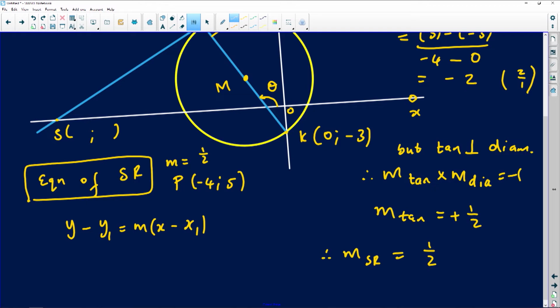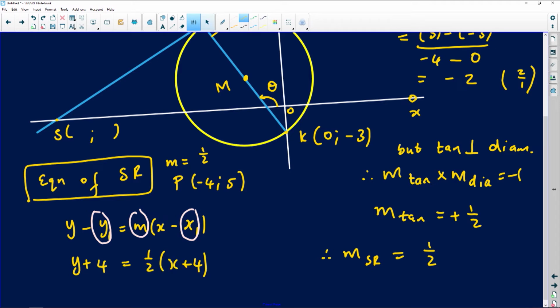So what am I substituting here? We're just going to sub for y1. We're also going to sub for x1. That's where point P comes in. And we'll also sub for m. So those are the only things that you people need to change. So I'm going to have y minus 4 equals to the gradient, which is a half, into x minus 4, which is plus 4.